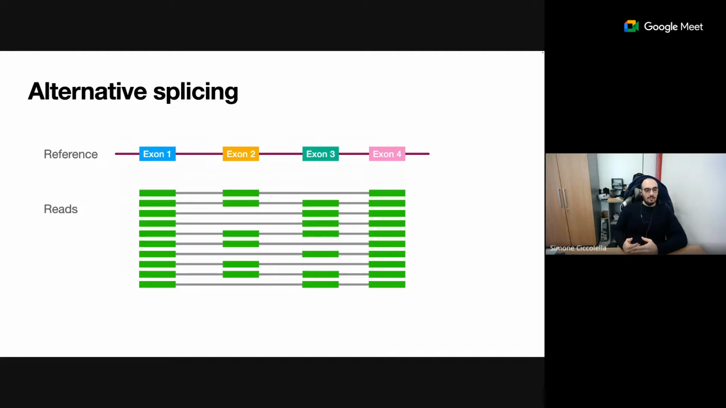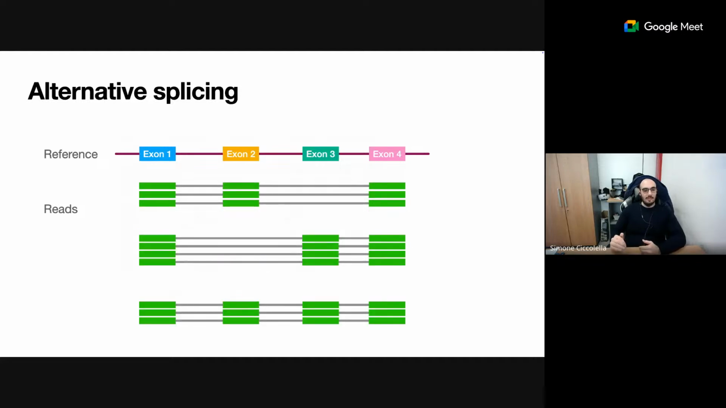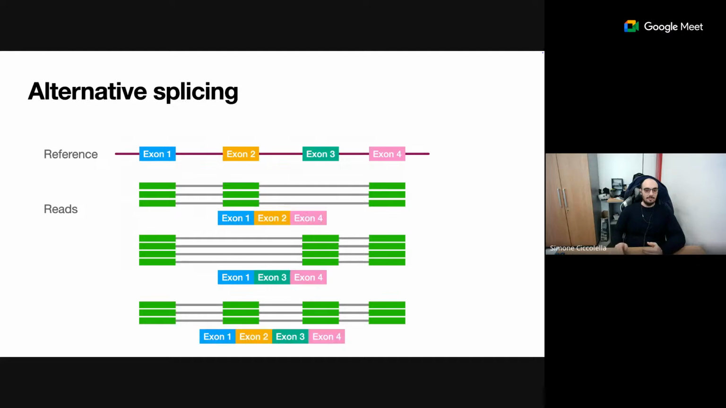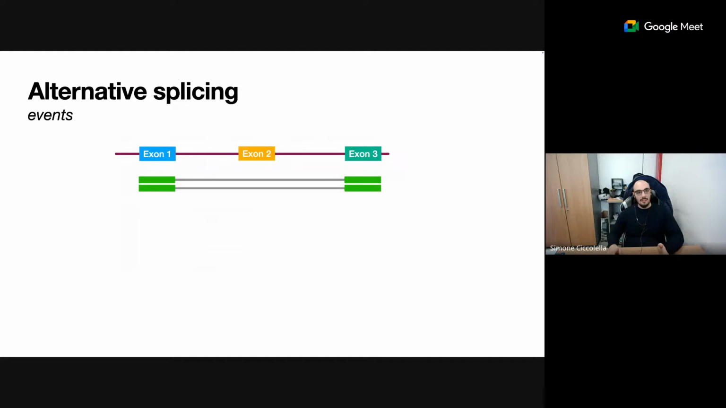These are spliced aligned reads. So we have a bunch of them. What we do is try to separate them into clusters and see what they actually express. In this case, the first one would be 1, 2, 4, the second 1, 3, 4, and the last one would be 1, 2, 3, and 4. This is all well and good.